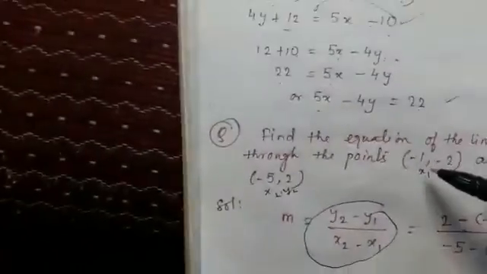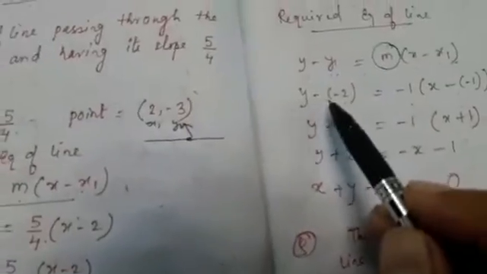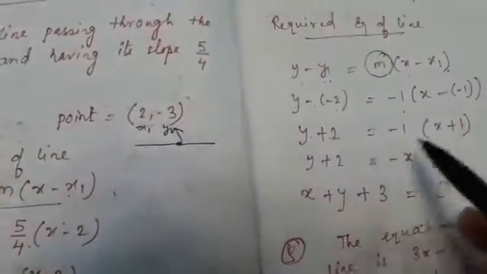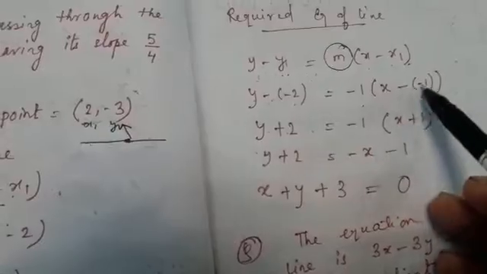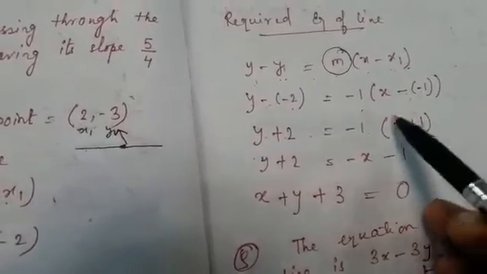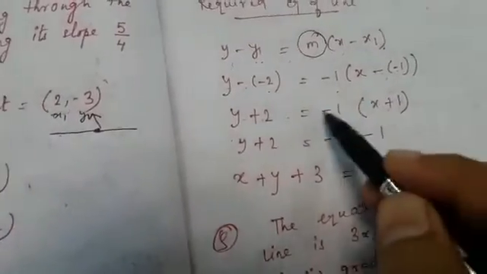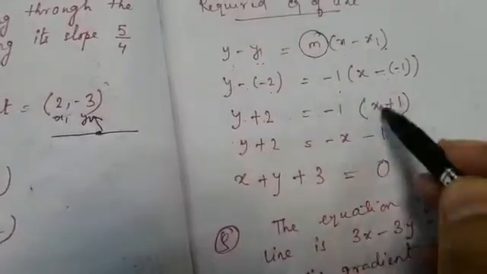Now what is x1? x1 is again minus 1, it is given. So put, now open the bracket, this will become minus minus plus, so y plus 2 is equal to minus 1, and you will open the bracket minus minus, this will become plus 1, so x plus 1. Now you open the bracket, plus into minus will give you minus x, plus into minus will give you 1 into 1 minus 1.